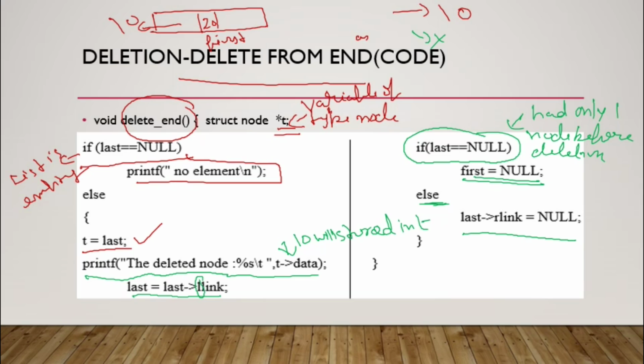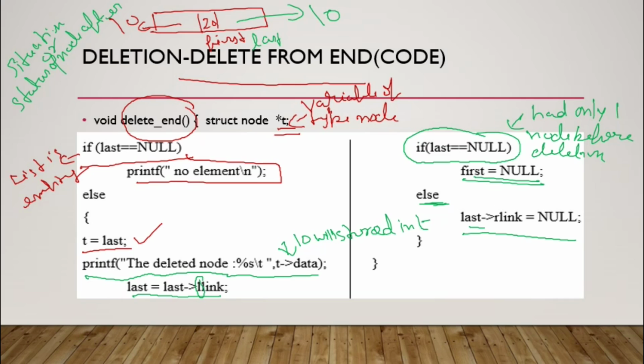So when we do last is equal to last of R link is equal to null, we know that first and last are pointing here only now. So your second connection also will be deleted. So this is the situation after deletion, the status of the node after deletion. Okay, so that is deleting from the end.